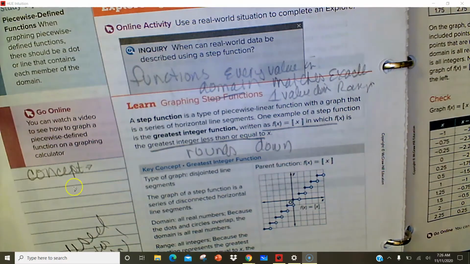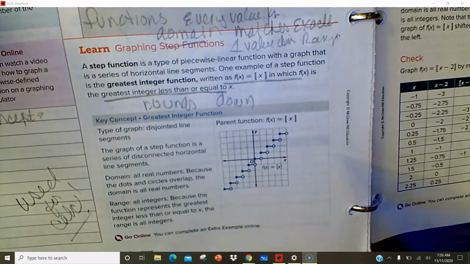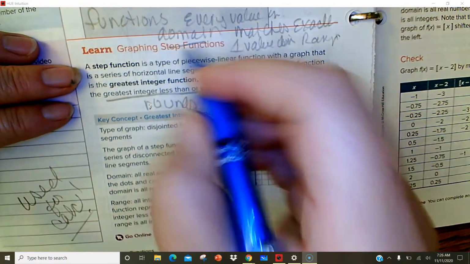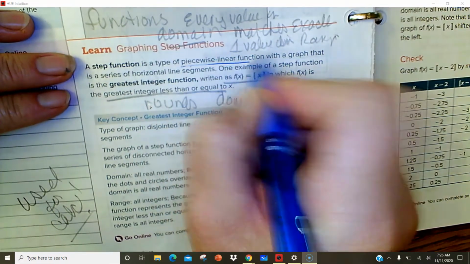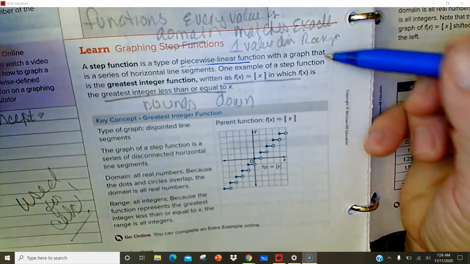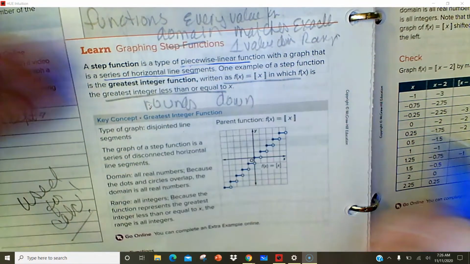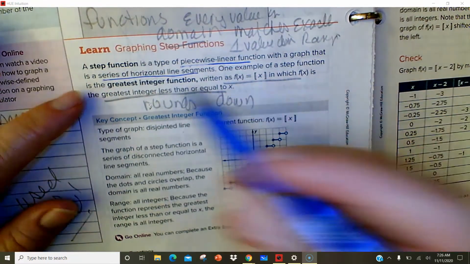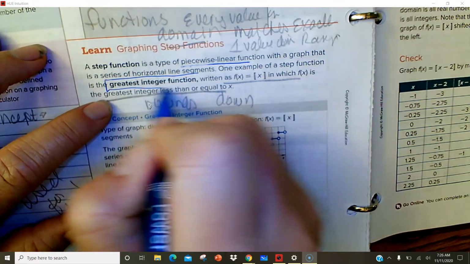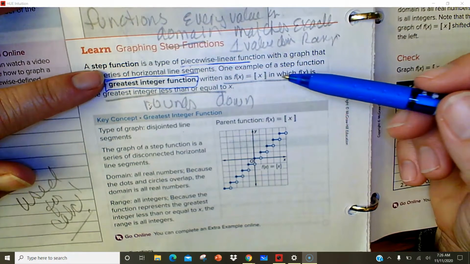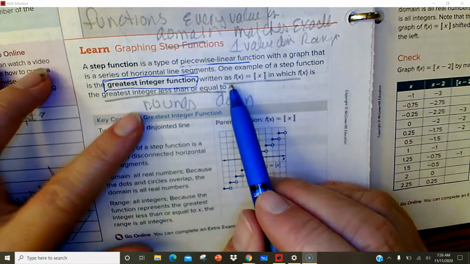Today we're going to talk about part 2 of our greatest integer function. Essentially, it's a step function, which is one of our piecewise linear functions that has a bizarre looking graph. It's going to be a series of horizontal line segments. This greatest integer function is one that we're going to use of the step functions.